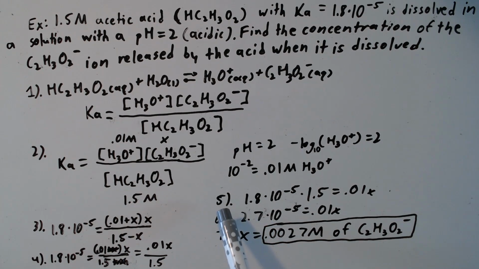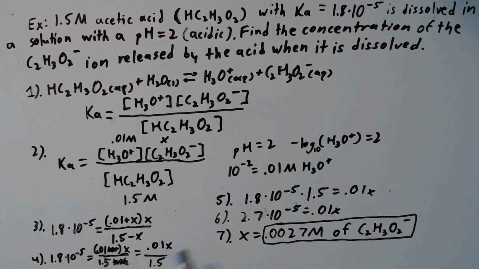So let's go on to the next step. Now that we know that 1.8 times 10 to the negative fifth equals 0.01 x over 1.5, we can multiply 1.5 by 1.8 times 10 to the negative fifth, and we will get 1.8 times 10 to the negative fifth times 1.5 equals the 0.01 x on top. And then 1.8 times 10 to the negative 5 times 1.5 is 2.7 times 10 to the negative 5, and this equals the 0.01 x. Divide the 2.7 times 10 to the negative 5 by 0.01, and we get 0.0027 molar of this x.